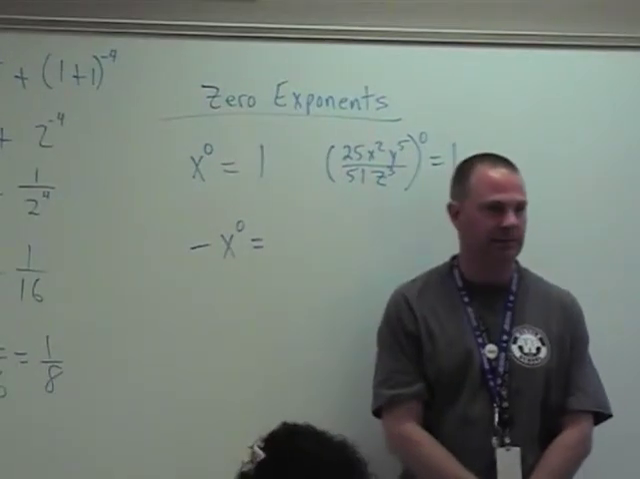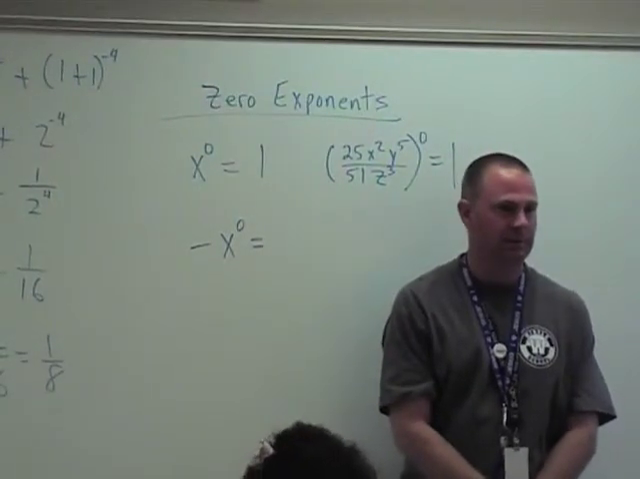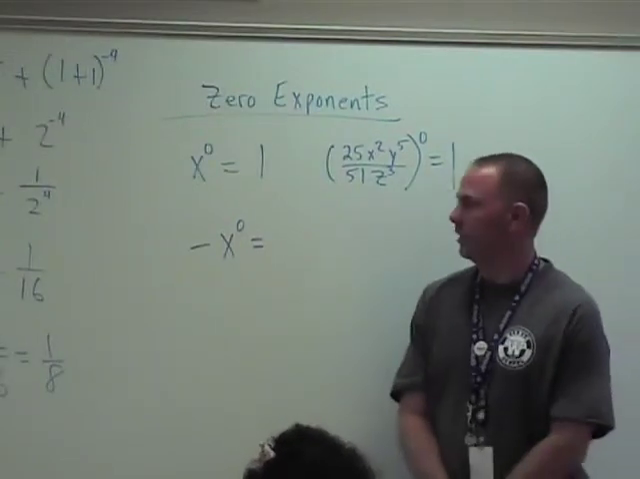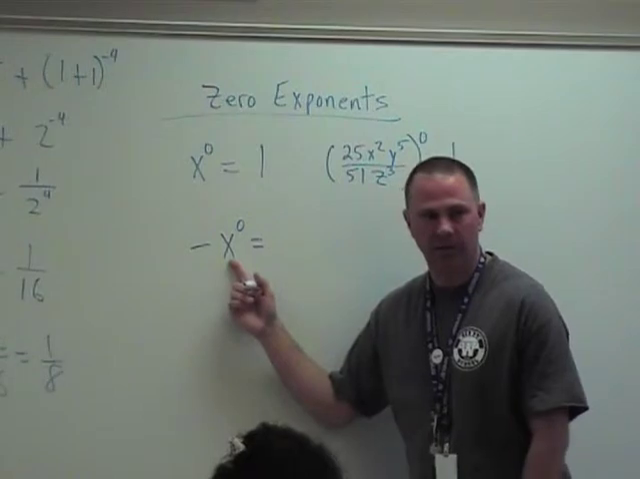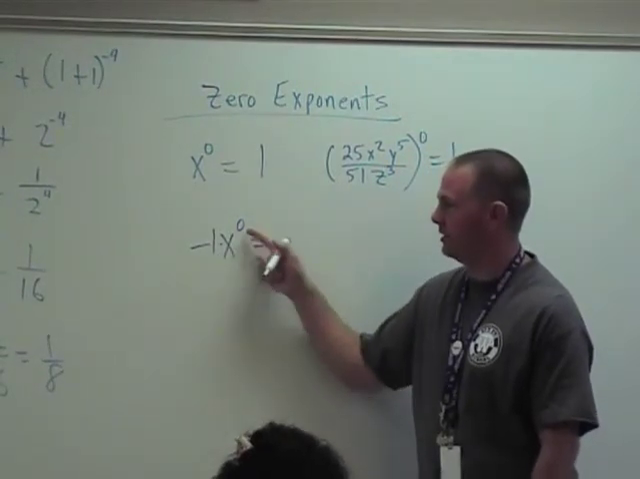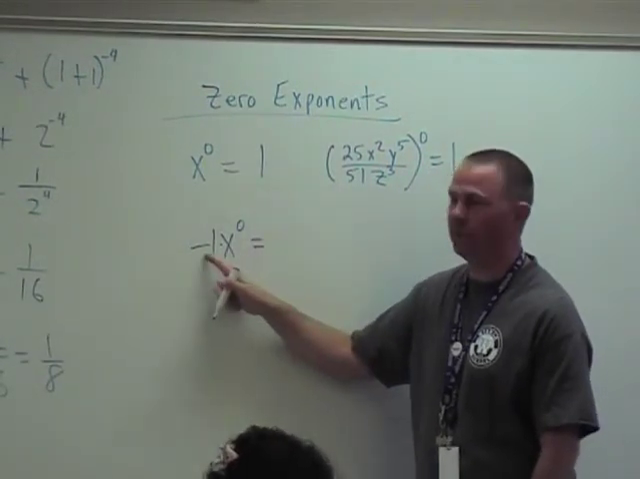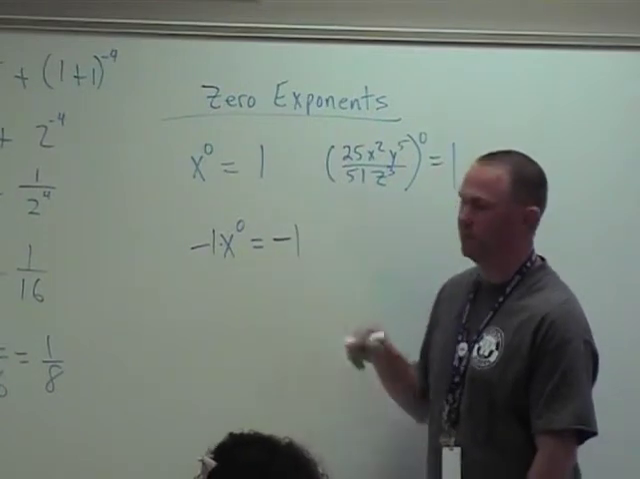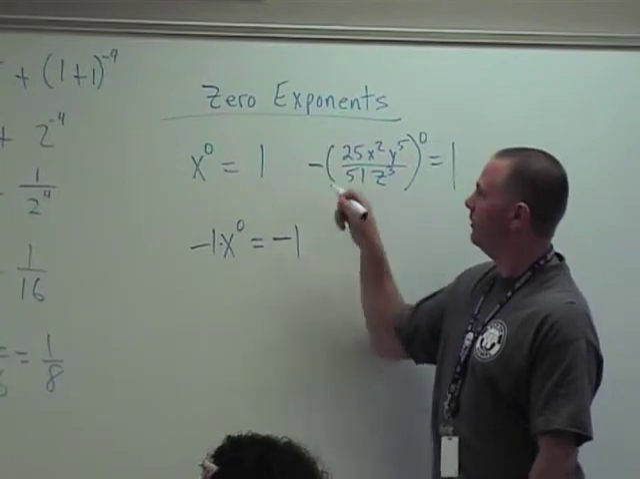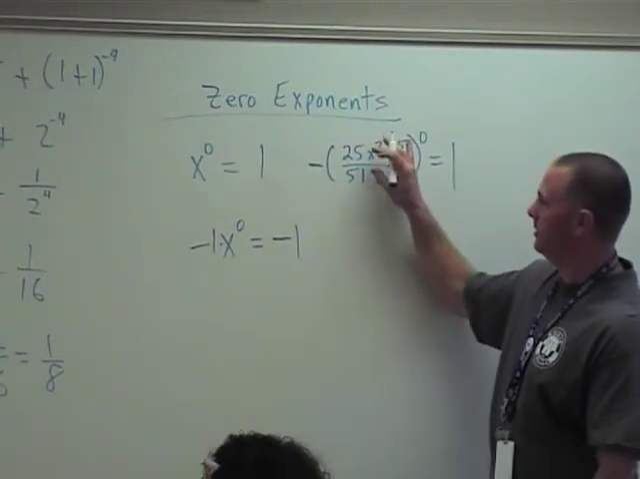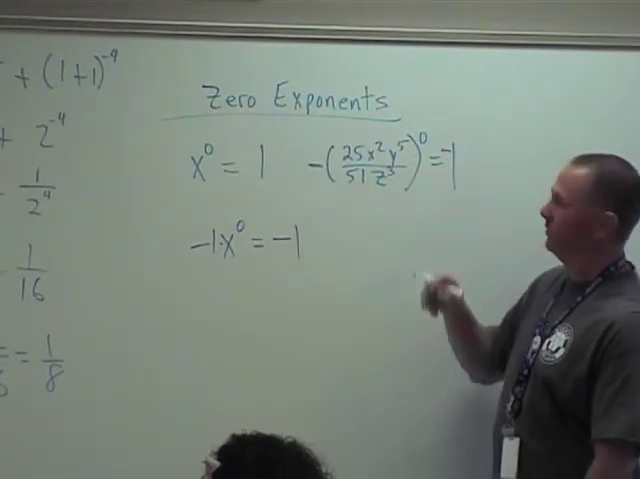What is that? That is negative 0. Negative 1. Negative 1, because X. What's the number in front of x? 1. Negative 1 times x to the 0. X to the 0 is 1, so you have negative 1 times 1, which is negative 1. Got it? Yeah. If I put a negative out in front here, that's still negative 1 times this. This is 1, so that would be a negative then.